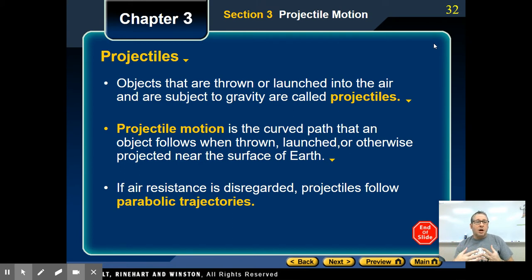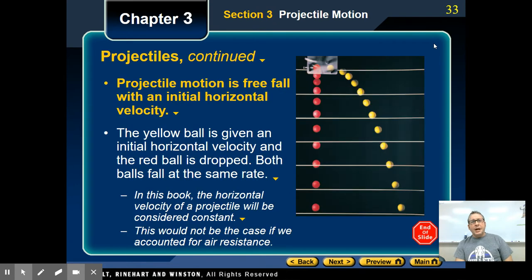Whenever we throw, launch, or project near the Earth's surface, okay? Now, that curved path is a parabolic trajectory. Okay, that's very important. Why do you think it's highlighted? Very important that you know that it follows a parabolic trajectory. Now, whether or not we put a horizontal aspect to an object's motion or projectile's motion doesn't really affect what's going to happen here, okay?